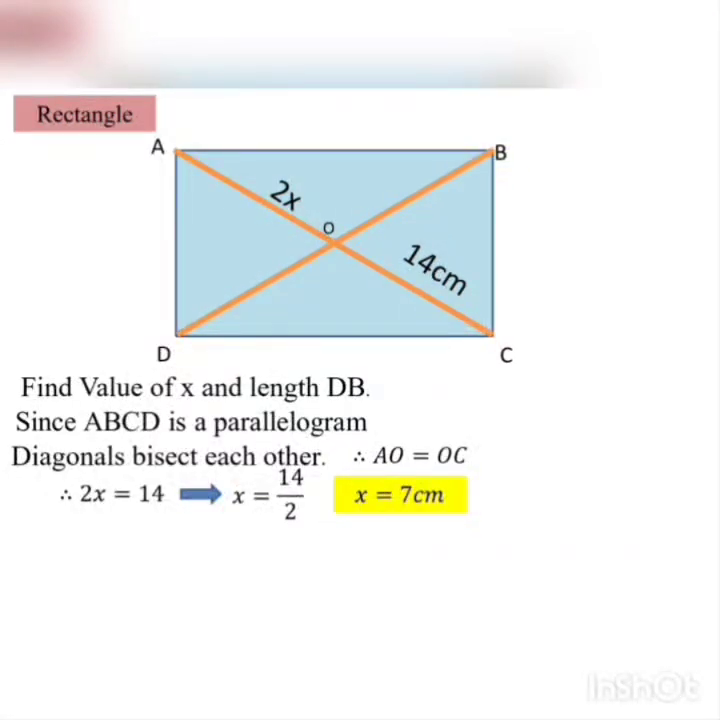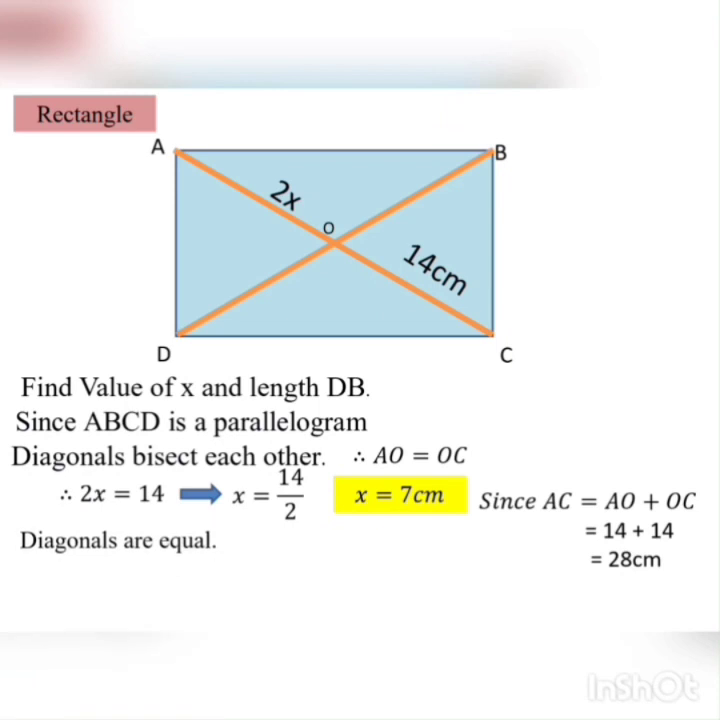Next we are told to find the length of DB, that is diagonal DB. Since ABCD is a parallelogram, we know that diagonals are equal. Now we know the value of AC, that is AC is equal to AO plus OC, which is equal to 28 cm. Since diagonals are equal, AC is equal to DB, and since AC is equal to 28 cm, DB is also equal to 28 cm. So the value of x is 7 cm and length of DB is 28 cm.